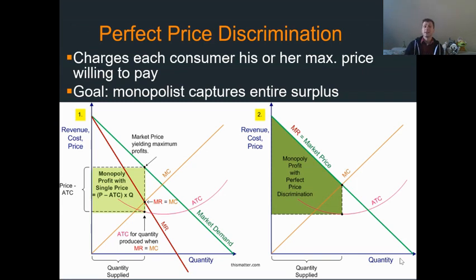Now, what does this look like graphically? Basically, if the firm is trying to charge each consumer his or her maximum willingness to pay, then they're capturing the consumer surplus and adding it to their profits. Whereas before, with a single price monopolist, you see on the left here, MC equals MR gets you your quantity, price set by the demand curve, they're charging this price, then that shaded area would be consumer surplus.